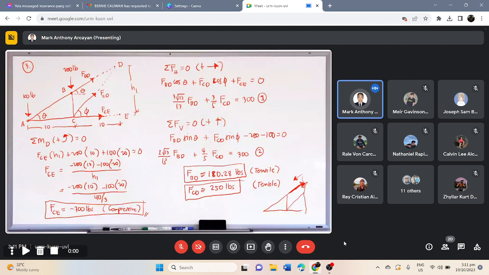So that is how you perform the method of sections. Okay, any questions so far? None so far. So practice, practice this, because there is a lot to practice in Singer and even in Hibbeler. In our examination, I will give only two methods: method of joints and method of sections.